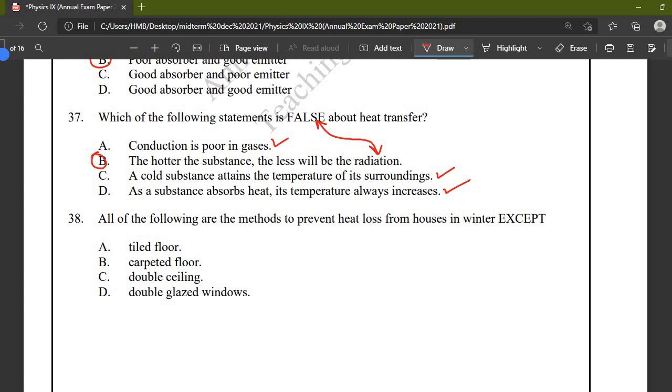All of the following are methods to prevent heat loss from a house in winter except for the one. So a double glazed window will insulate the heat inside the house that can be used to increase the temperature in winter. Double ceiling and carpeted floor also use insulators, and insulators stop or reduce the thermal radiation from the room into the surroundings. So tile floor is the right answer, because tile has a low specific heat capacity and a high thermal conductivity. Due to this, in winters the tile will become cold, and in summers the tile becomes hot.